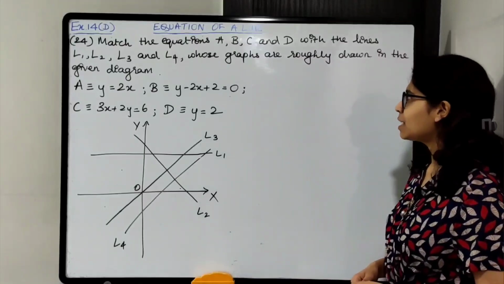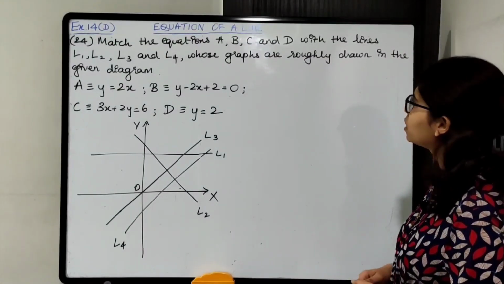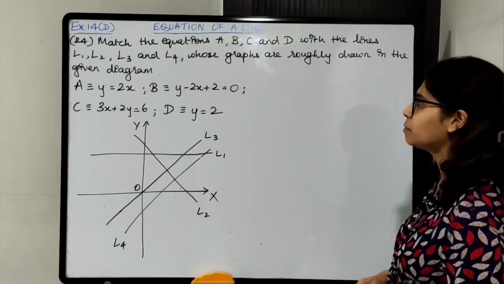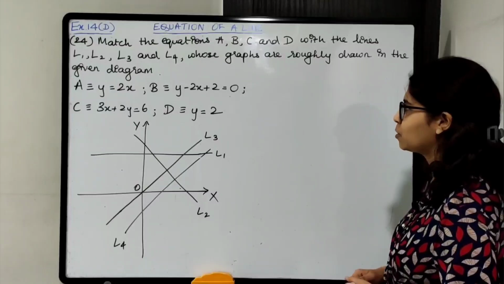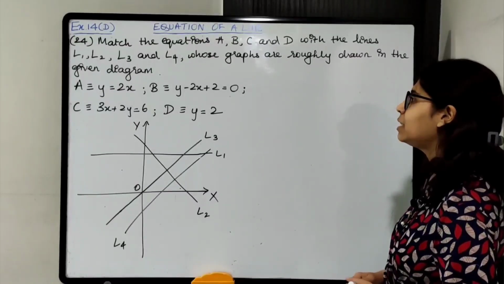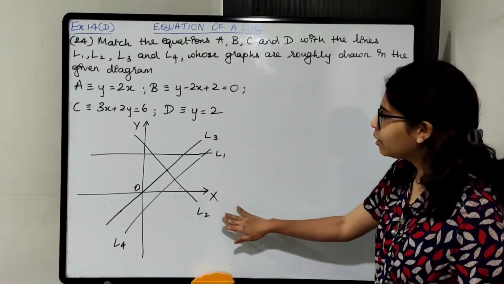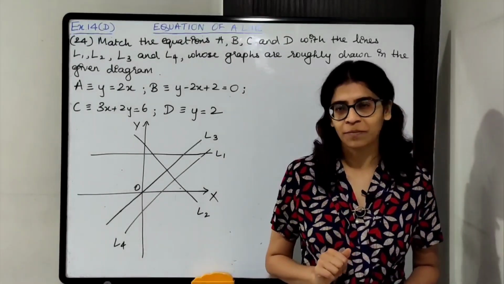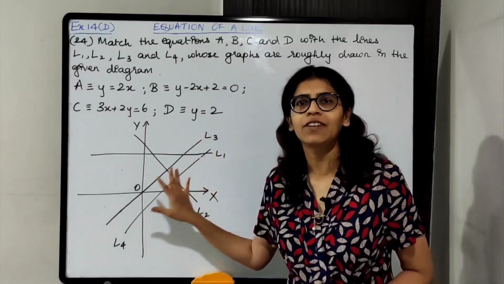Match the equations A, B, C and D with the lines L1, L2, L3 and L4 whose graphs are roughly drawn in the given diagram. A is y equals 2x, B is y minus 2x plus 2 equals 0, C is 3x plus 2y equals 6, and D is y equals 2. And you are given 4 lines over here. So we have to match these equations with their respective lines.